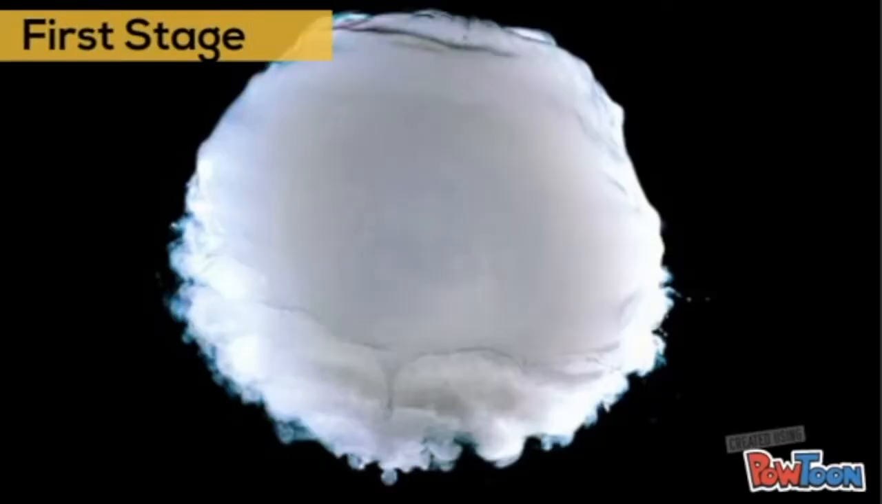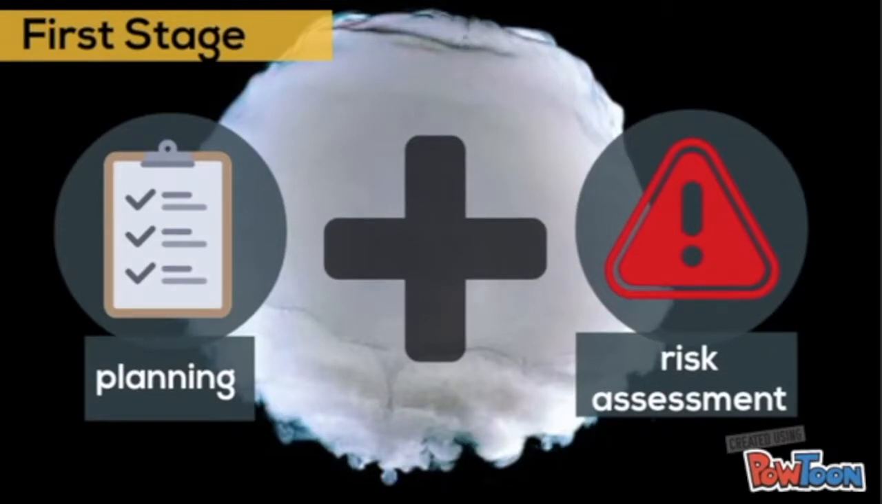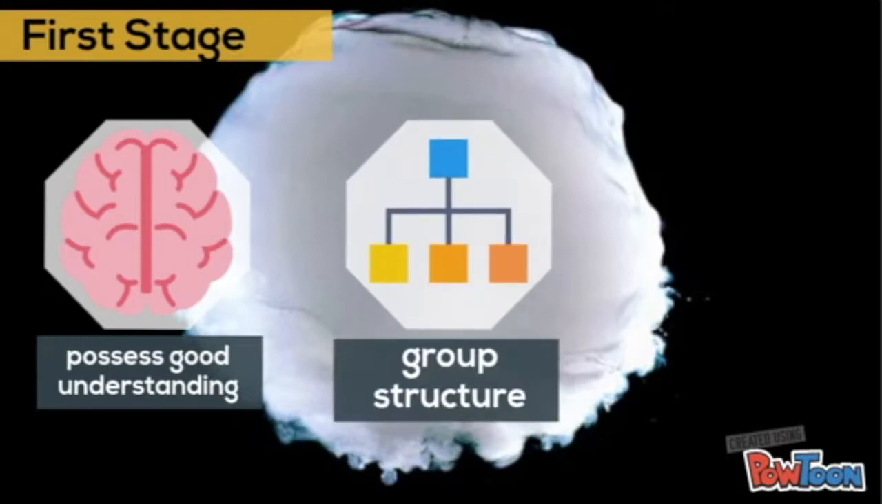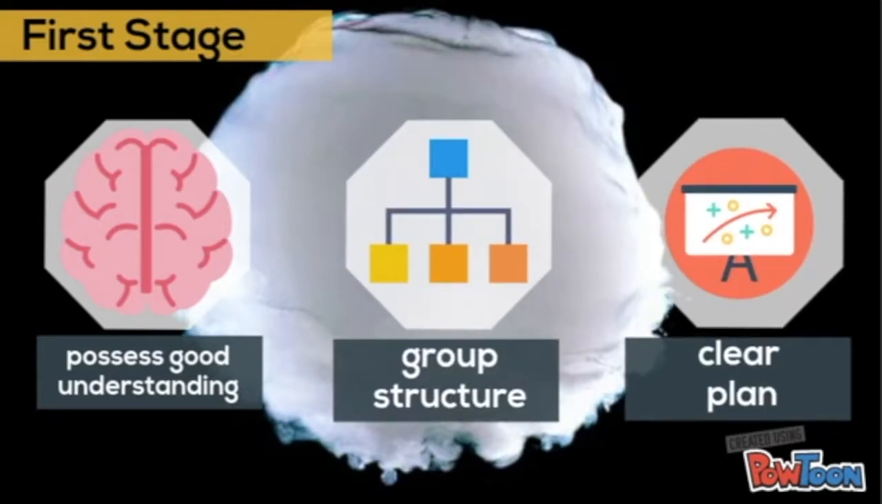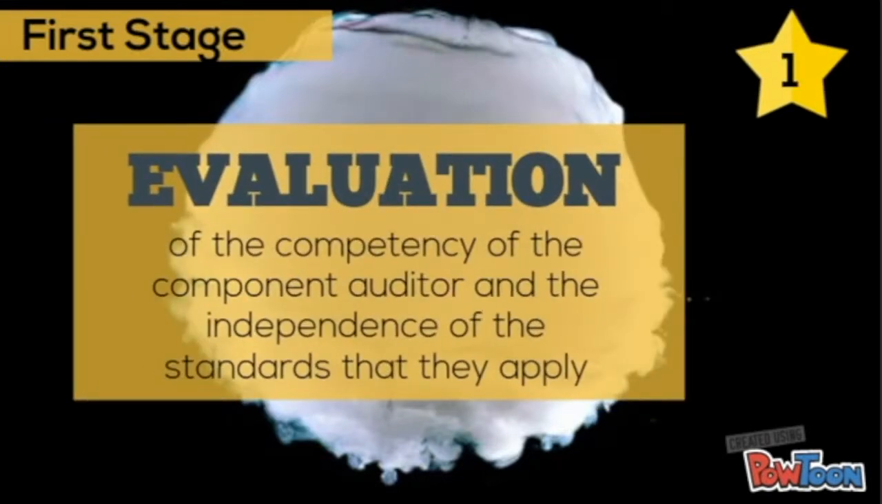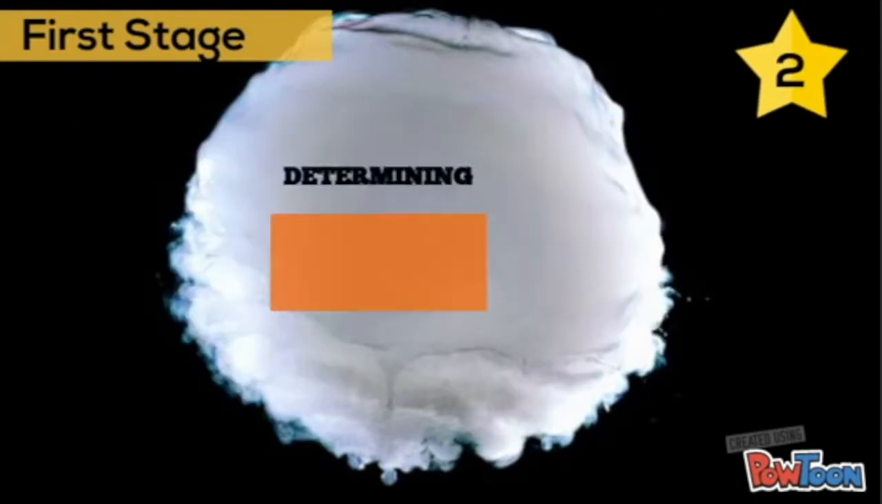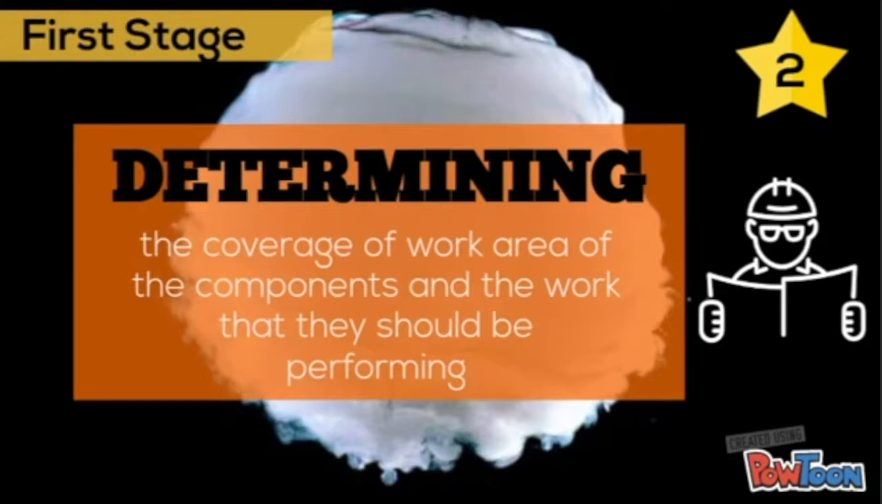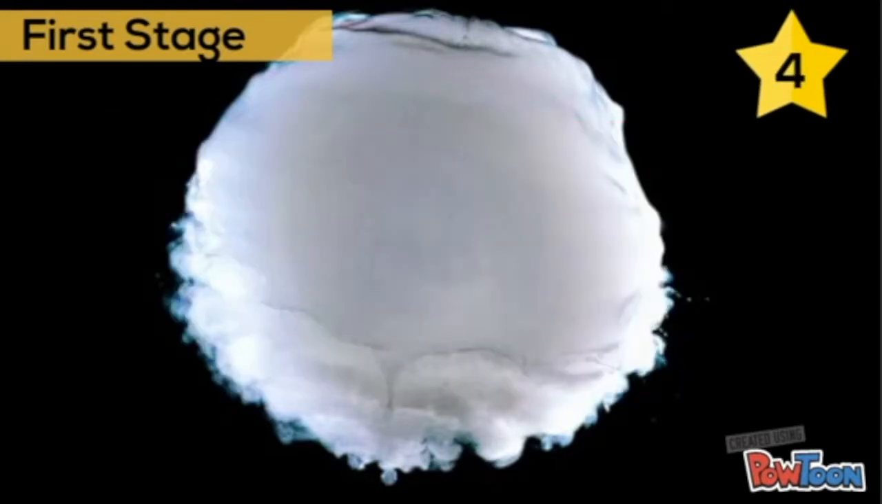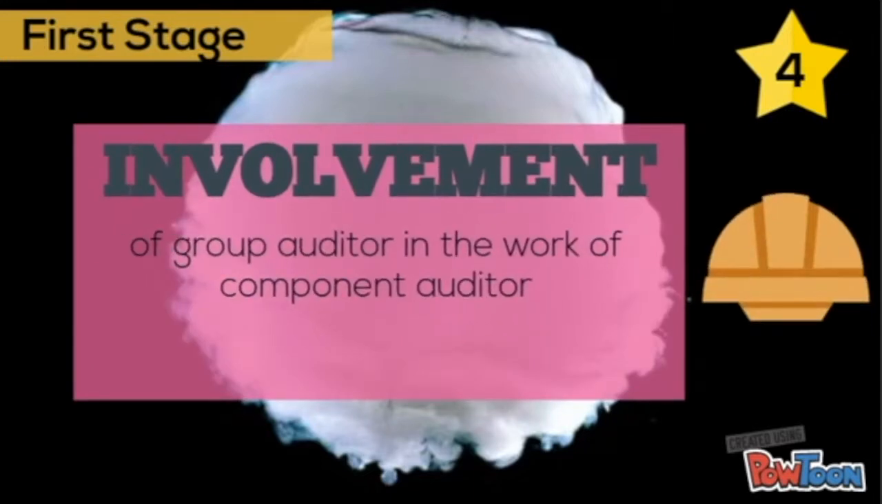In the first stage, there will be planning and risk assessment of the group audit. This is where the group auditor must possess good understanding of the group's structure in order to have a clear plan of the audit. This includes: 1. Evaluation of the competency of the component auditor and the independence of the standards that they apply. 2. Determining the coverage of work area of the components and the work that they should be performing. 3. Determining the materiality for the group as a whole and also for the individual components. 4. The involvement of group auditor in the work of component auditor.